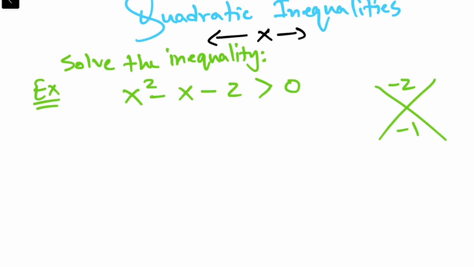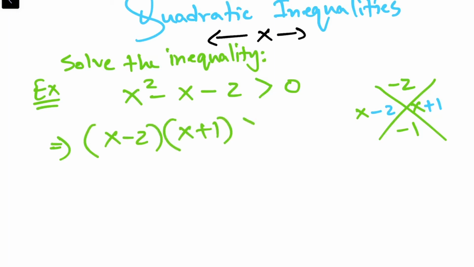Negative 2 goes on top, negative 1 stays in the bottom. We need two numbers. If we multiply, we're going to get negative 2, but if we add, we're going to get negative 1. What are those two numbers? Negative 2 and positive 1, right? So our answer will be x plus 1 and x minus 2. So x minus 2 times x plus 1 greater than 0.